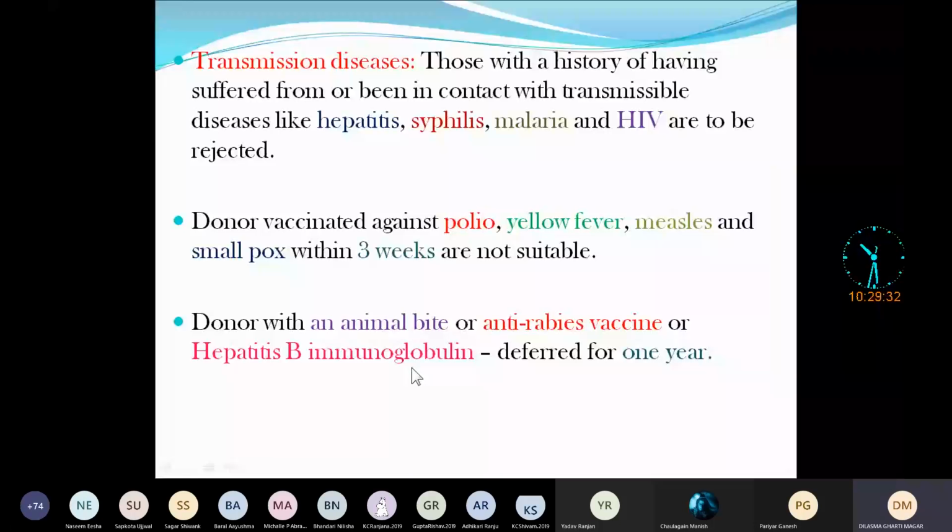So there are so many things. Everybody cannot donate the blood every time. So we'll ask all these questions and then we'll select the best donor. So with animal bite, anti-rabies vaccine or the hepatitis B immunoglobulin, one cannot donate the blood for 1 year.